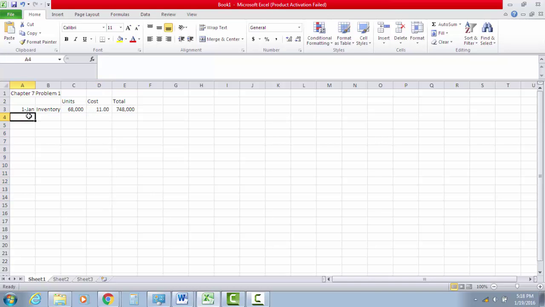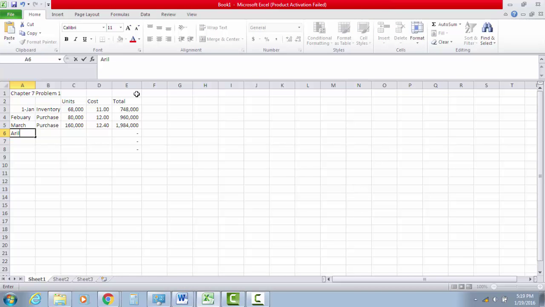So then on February 1, we purchase. I'm just going to put February because it appears we use months. We purchase 80,000 units at $12. Then we're basically going to drag our total here. And then March, we also purchase 160,000 units at $12.40.